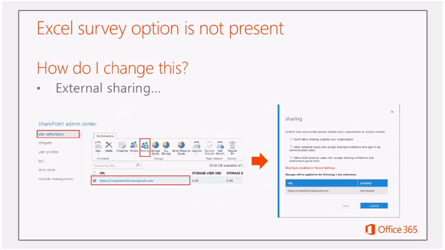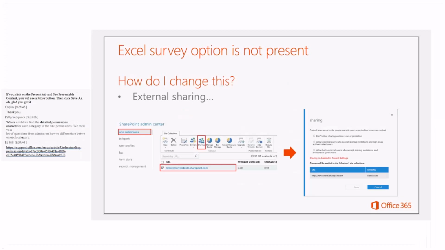In the SharePoint Admin Center, so you're obviously going to want to browse there. The first thing you want to check is locate the affected site collection. So which site collection do you have that doesn't have this Excel survey option? Select the checkbox for the site collection like we're seeing there to the left of that site collection. Click sharing, and then notice the sharing dialog box.